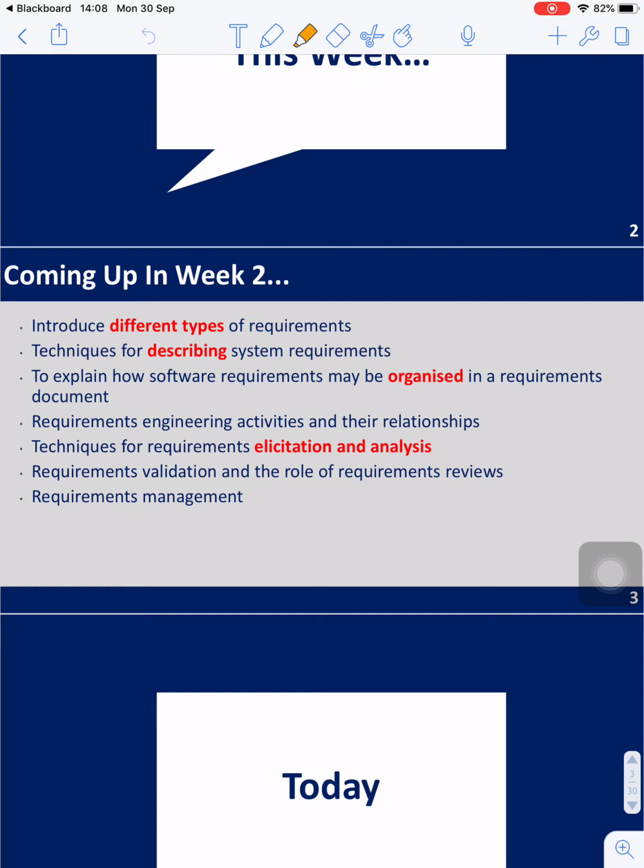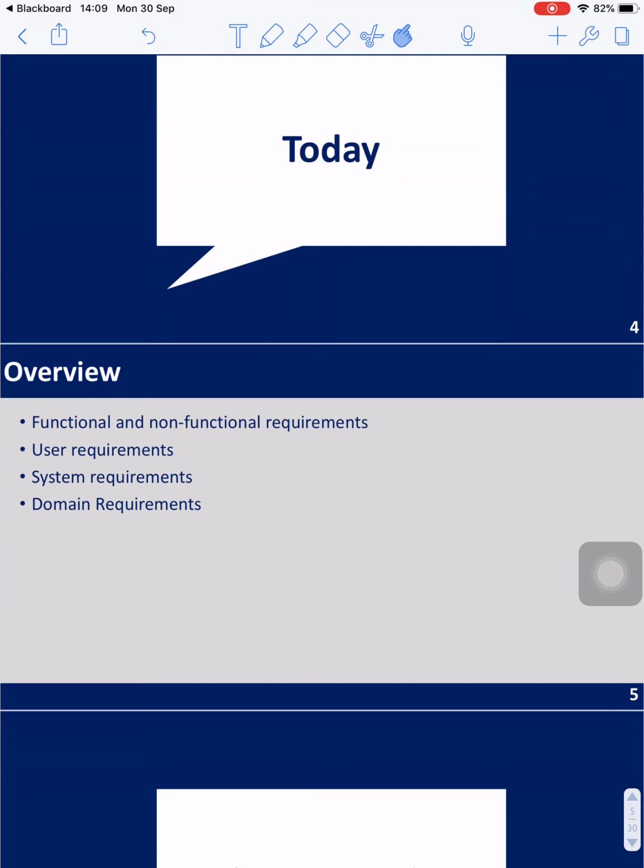The requirements engineering activities and their relationship. Activities and relationships, techniques for requirements elicitation and analysis, requirements validation and the role of requirements reviews, requirements validation, which is mainly about getting verification from customers, and requirements management, where we manage this engineering design process. So today we are going to talk about what the software engineering requirements are.